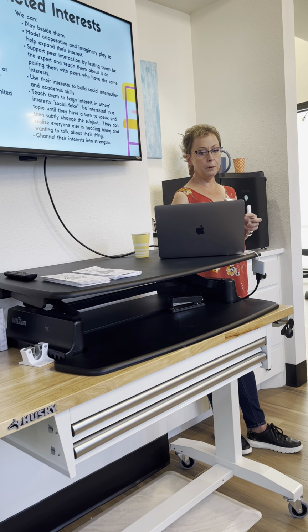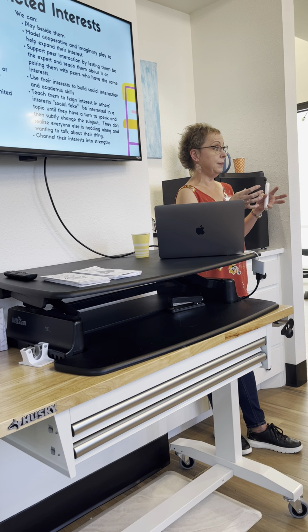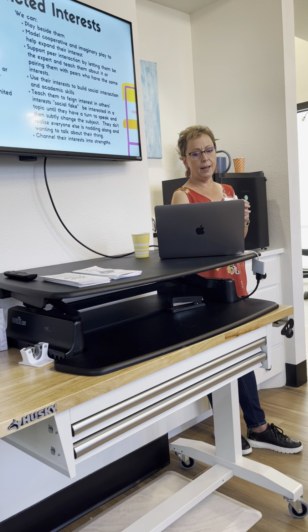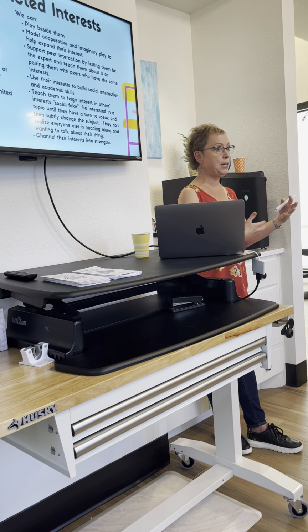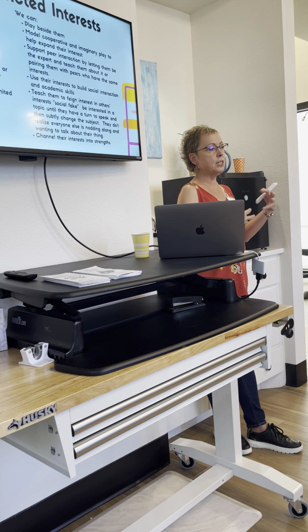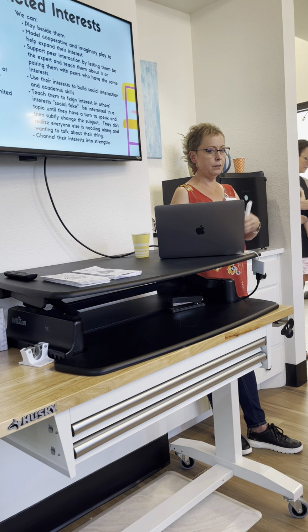We can use their restricted interests to support peer interaction by pairing them with peers who like the same kinds of things that they do, which is really helpful. And we can use their interest to build social interaction and academic skills. That just means, if you hate reading, but what you're reading is about spaceships, you're much more likely to be interested in doing it, right? So we use their special interests as a way to help develop other skills along the way.